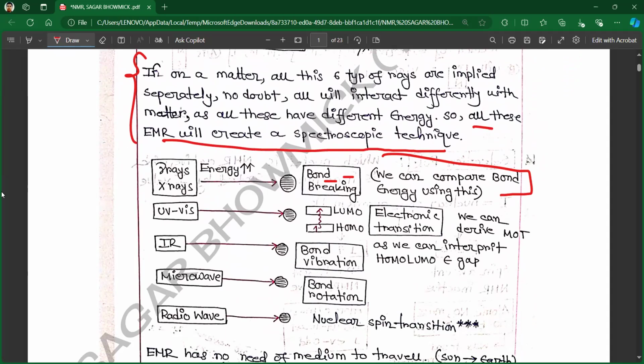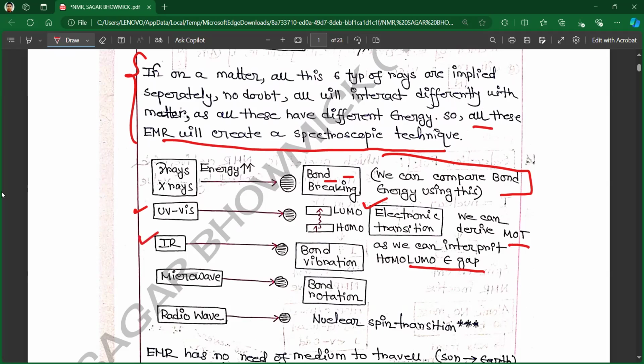Next, energy is a little lower in UV visible. Here, the system does homo-lumo transition. Homo-lumo transition means electronic transition. We can derive molecular orbital theory as we can interpret the homo-lumo energy gap. So this is basically electronic spectra. The spectroscopy corresponding to UV visible is electronic spectra or UV visible spectra.